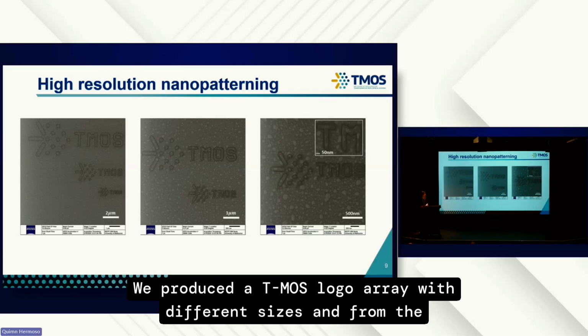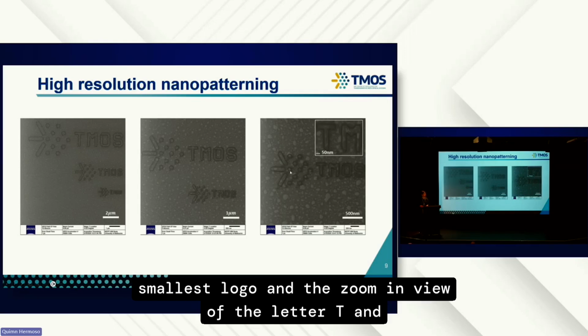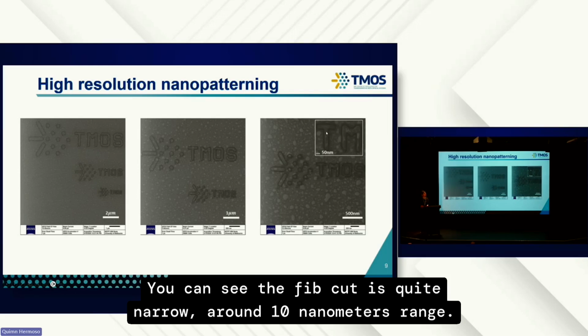We produced a CMOS logo array with different sizes, and from the smallest logo and the zoom-in view of the letter T and M, you can see the FIB cut is quite narrow, around tens of nanometers range.